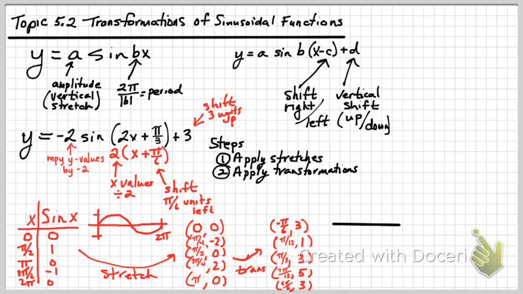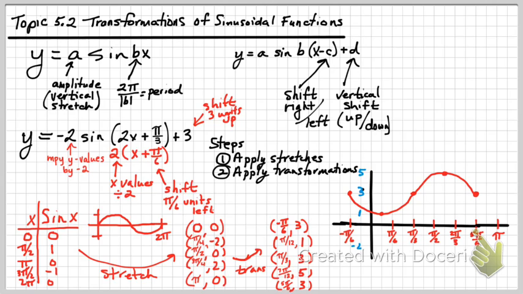Next, let's graph it. Plot your points, starting with negative pi over 6 and 3. Put your dot there. Next one is going to go to pi over 12 and 1. And there are going to be our dots. Connect your graph, and there you have a translation.